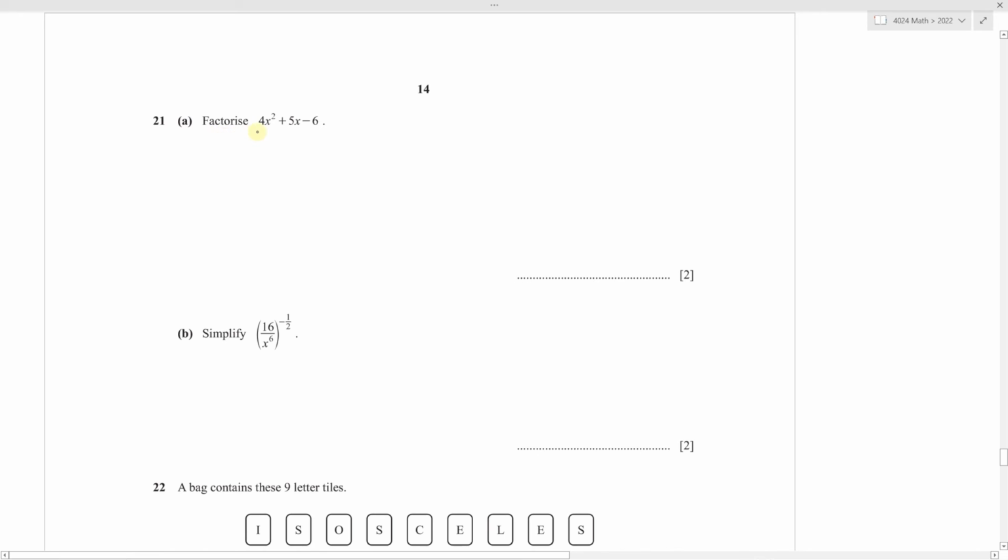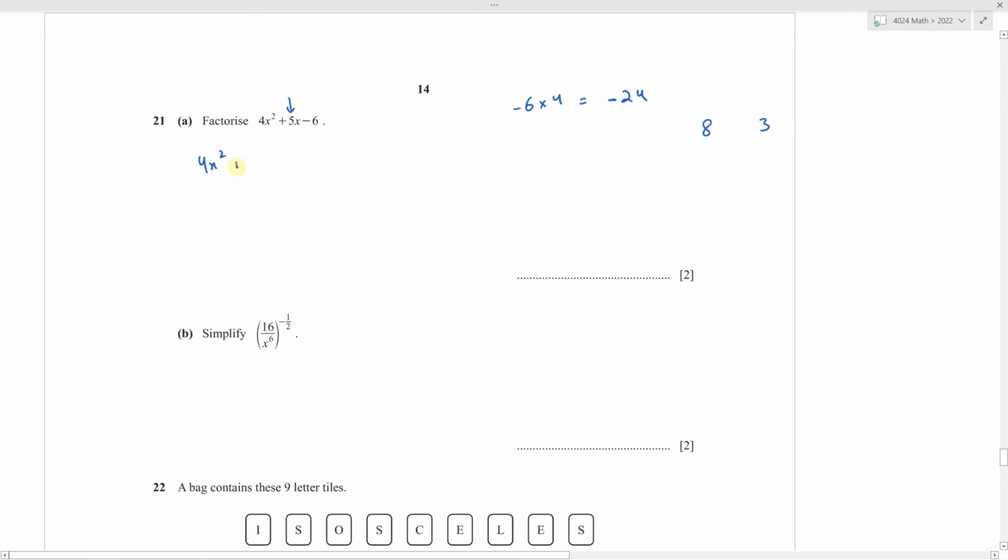Question 21, part A, factorize this. So you'll multiply the coefficient of x squared, which is 4, with this number, which does not have the x variable. So minus 6 times 4 is minus 24. So you're looking for factors of 24 which, if I subtract them, I should get this number, which is 5. Subtract because I have minus 24 here. So 8 and 3 are factors. 8 times 3 is 24. 8 minus 3 is 5.